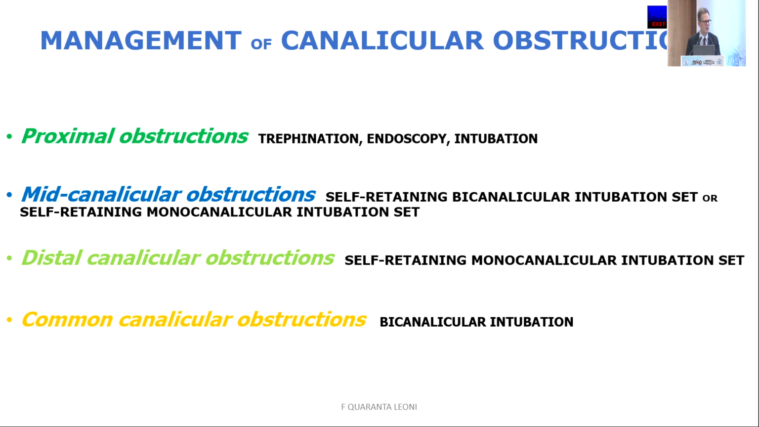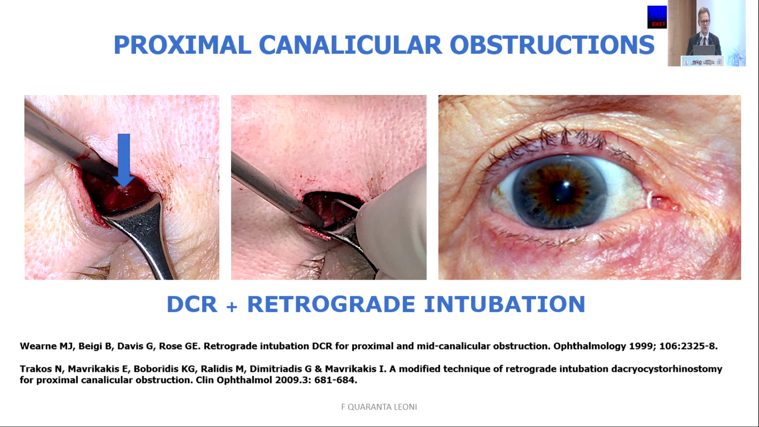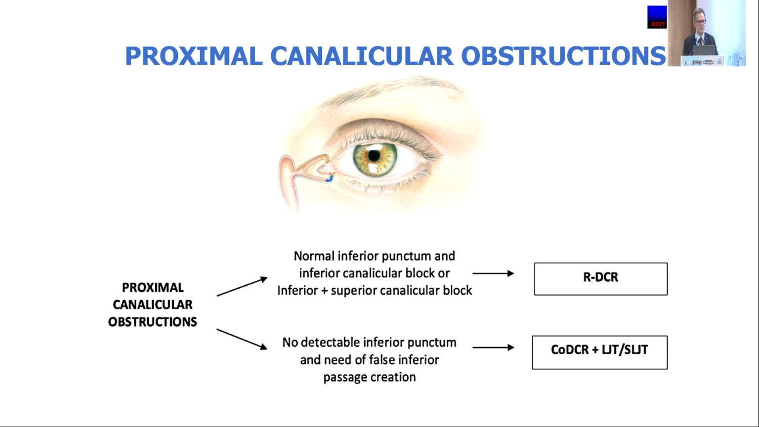I'll try to explain a little more about the surgery. What is DCR plus retrograde intubation? I perform it from external. If you are very good, you can do it endonasal as well. You start by performing a DCR, then you open the sac, you identify the opening of the common canaliculus inside the sac, and you proceed by intubating in a retrograde fashion. This is very, very effective for proximal canalicular obstructions when you have a normal inferior punctum.